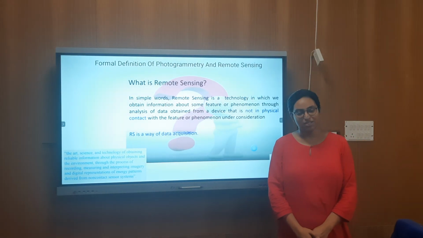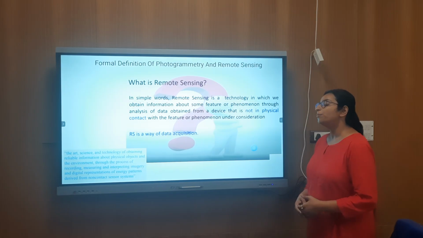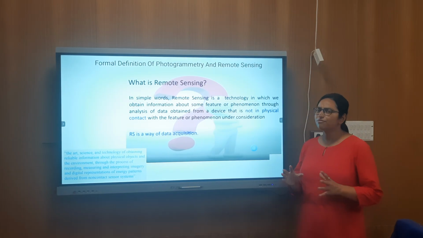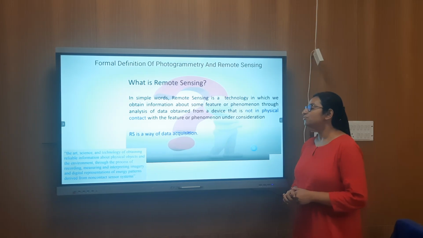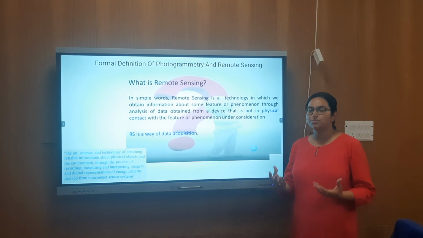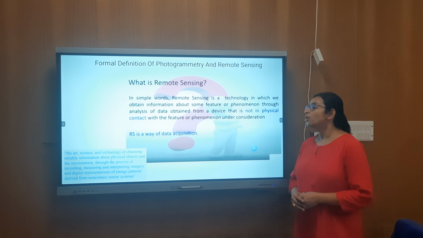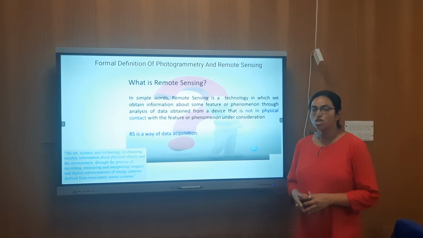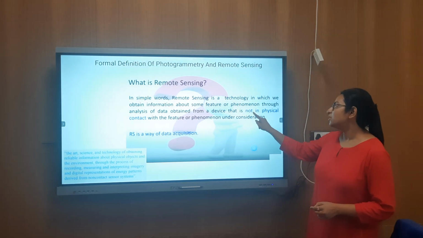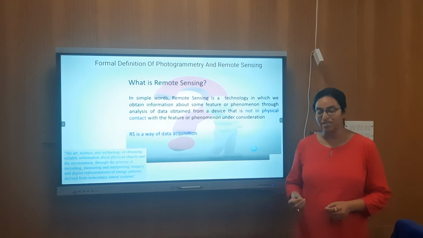Now what is remote sensing? Remote sensing is a technology in which we obtain information about some feature or phenomena through analysis of data obtained from a device which we call a sensor, and that device is not in physical contact with the feature or phenomenon we are recording within the area of interest. So the term "not in physical contact" is the essence of remote sensing.